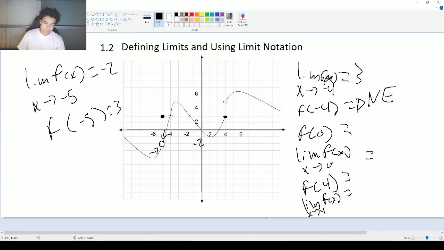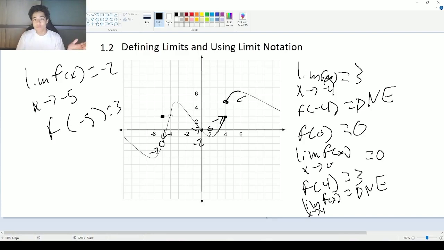F of 0, if you look at the graph, is at 0. Limit as x approaches 0, if you look at it from the left and from the right, is still 0. F of 4, there's a closed circle here, so it's going to be 3. And the limit as x approaches 4 of f of x. This one is a little bit tricky, right? Because if you look at it from the left, and the line's coming up here, it looks like it would be 3. And if you're looking at it from the right, the line's coming up here, it's looking like it would be 5. So they don't agree with each other. On one side, you have 3, and on one side, you have 5. And in that situation, it does not exist.